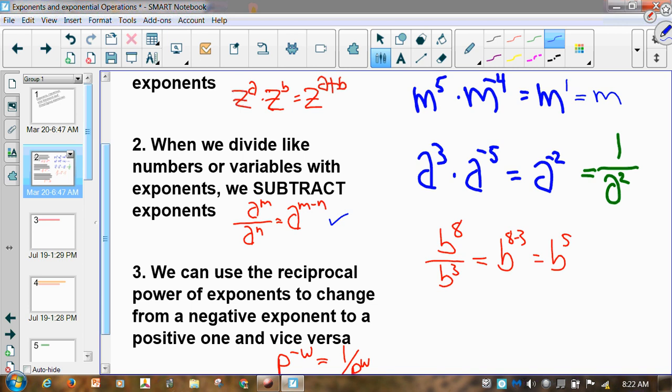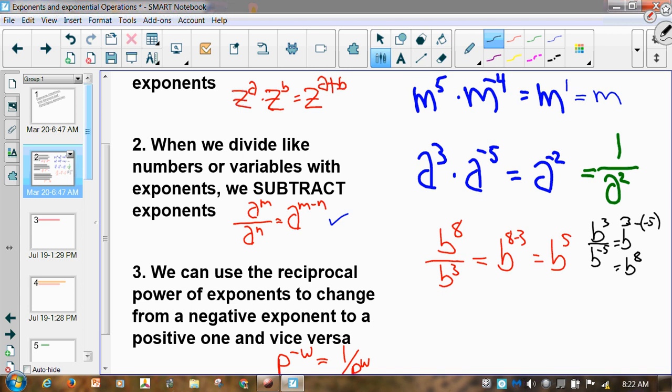Let me change colors here. So if we had, for example, b to the 3rd divided by b to the minus 5th. Now, you would normally not write this kind of expression with a negative exponent in the denominator, and we'll talk about that too in a little bit. But anyway, just for the sake of illustration, we would have b to the 3 minus minus 5. So that would be equal to b to the 3 plus 5, or b to the 8th.